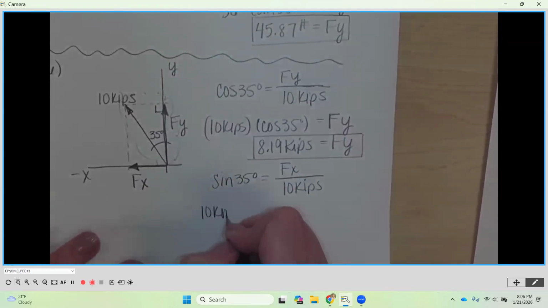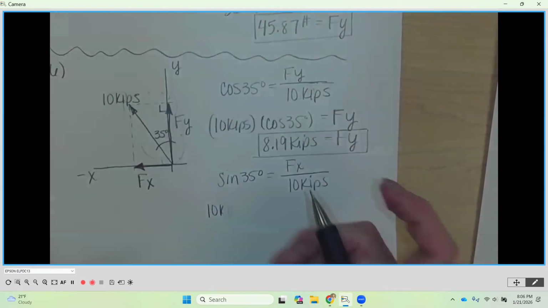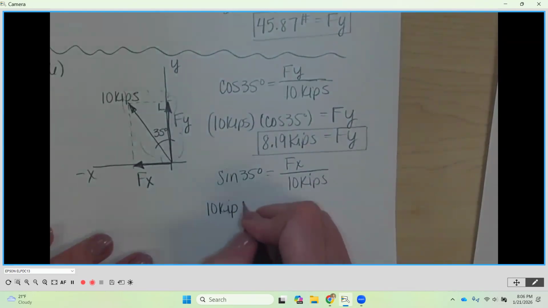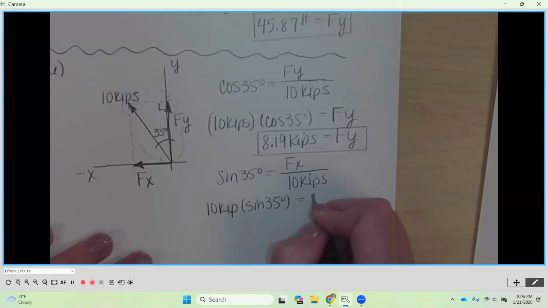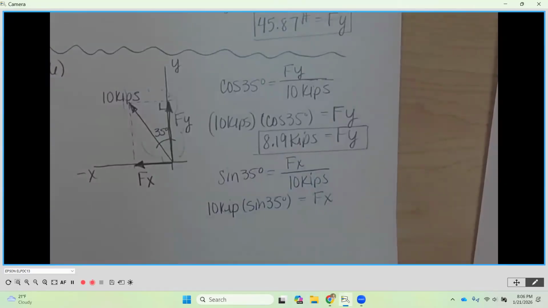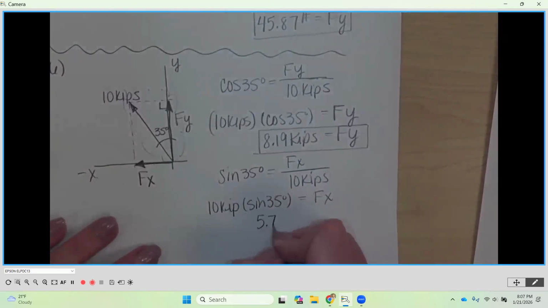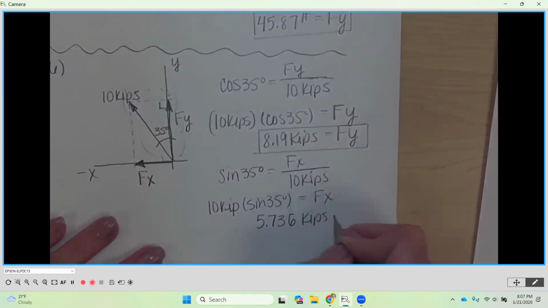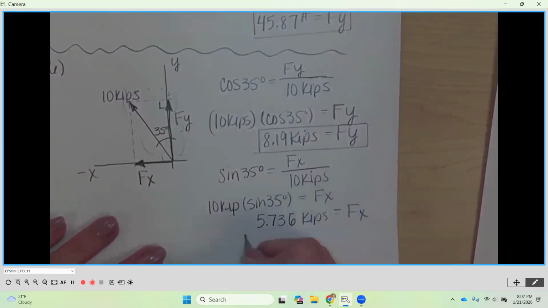So the 10 kips times the sine of 35 degrees is equal to Fx. Should get 5.736 kips is equal to Fx.